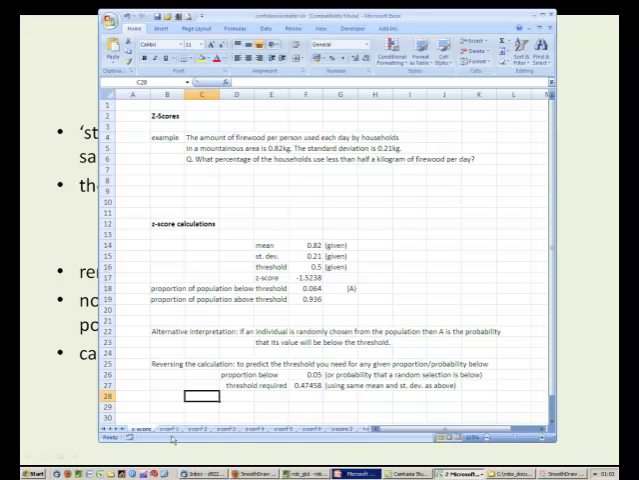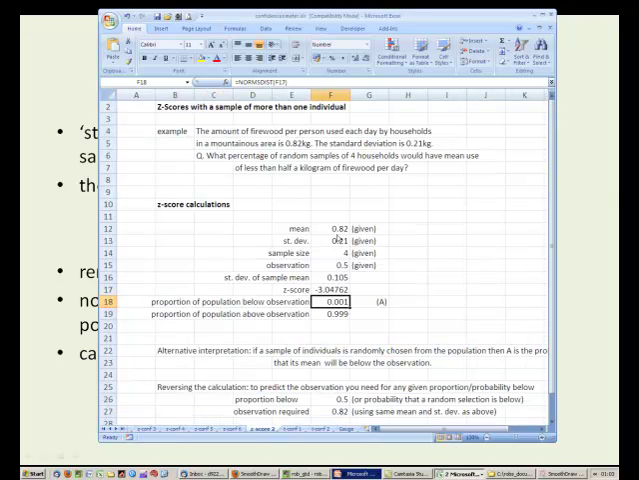But when it comes to picking out 4 households, the chance of picking out 4 households and finding the average of those 4 is less than half a kilogram of firewood per day is less than 0.1%. Dramatically lower. It's because the mean of a sample of 4 varies much less from the mean of the population, because it's unlikely you're going to choose all 4 below the mean. You're going to get some below and some above.